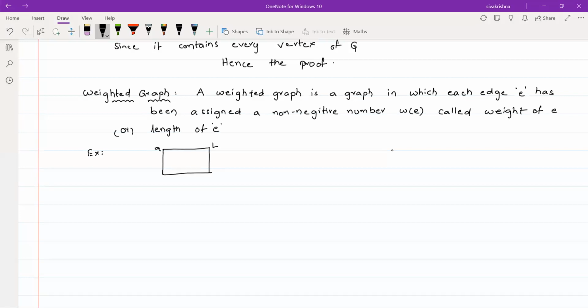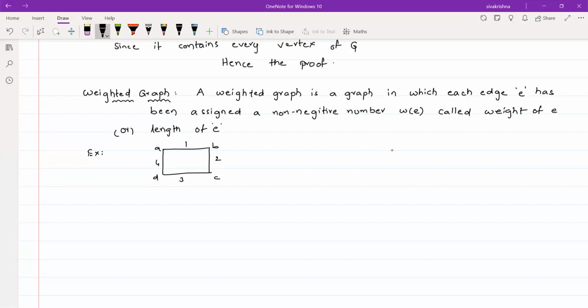So this is A, B, C and D. So now I am assigning the edge AB by 1. It means that 1 is nothing but the weight of that particular edge AB. Similarly, I am assigning the edge BC by 2, and this is 3 and this is 4. So we call those numbers 1, 2, 3, 4 as the weights of the edges. Okay, so weight of that particular edge or length of the edge.